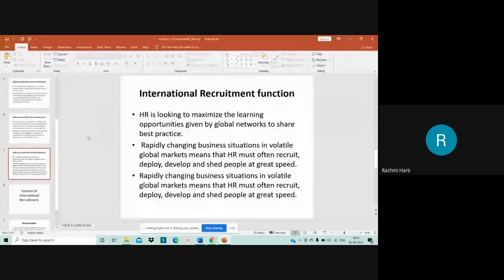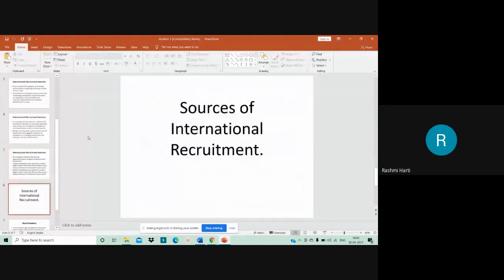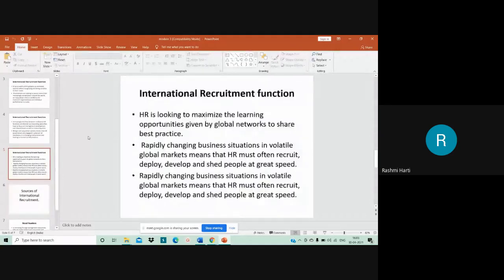Then, rapidly changing business situations, and global market means HR must often recruit, deploy and all those things, right? Two times it is being put forth here, right? So here, if you could see, my dear students, international recruitment function is a key function for the success of any organization which operates globally, right?